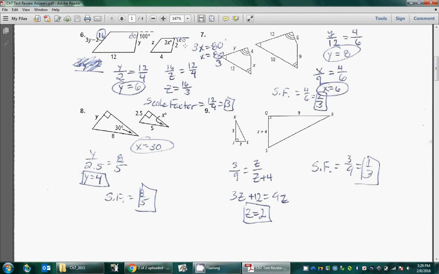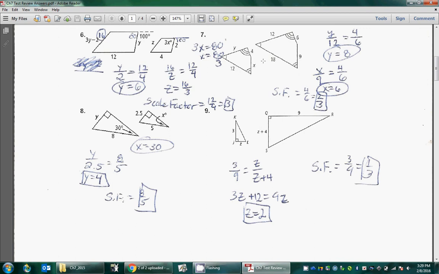Okay, so whenever you're setting up these proportions, you're always using just one variable, and then you always want at least one of the fractions, if you can, to be just numbers. Okay, it makes it a lot easier. So 16 over z equals 12 over 4. You can cross multiply at this point. And I already went over scale factor for there.